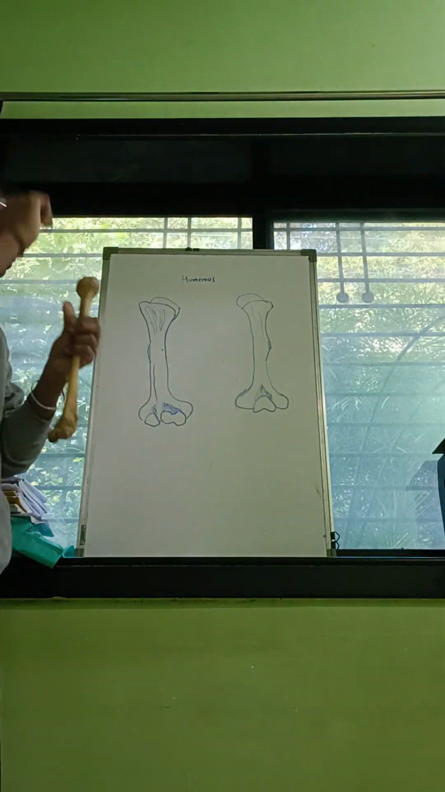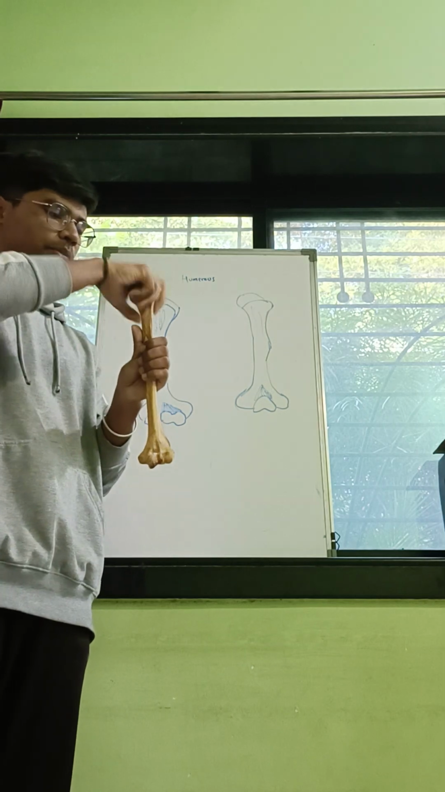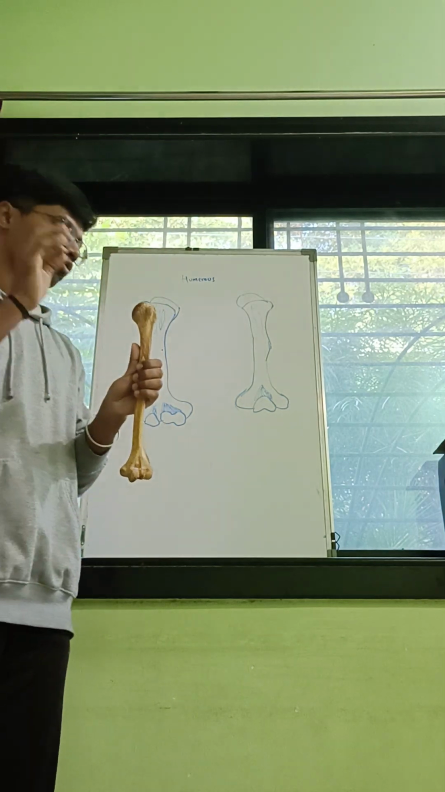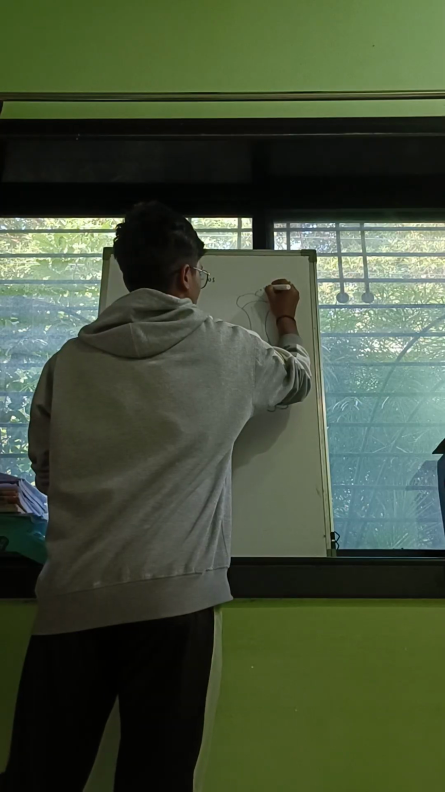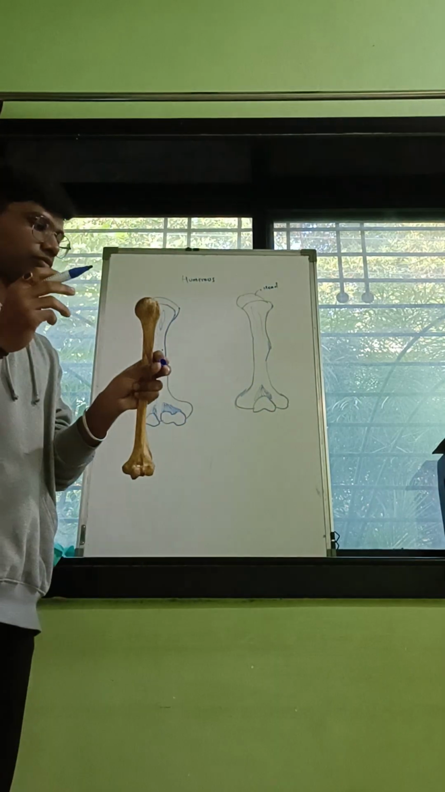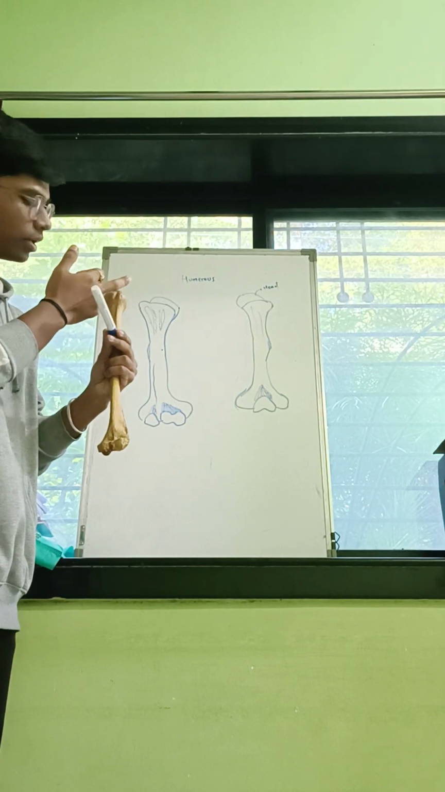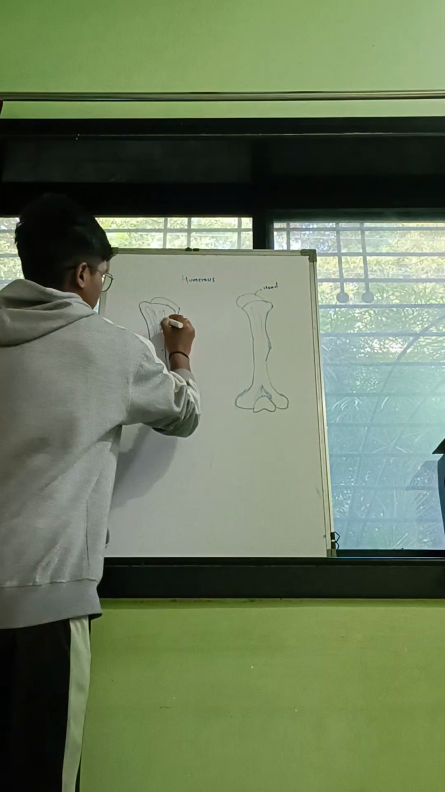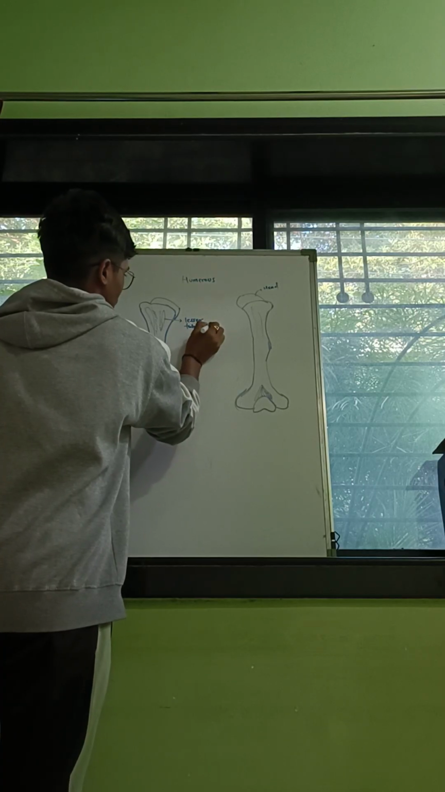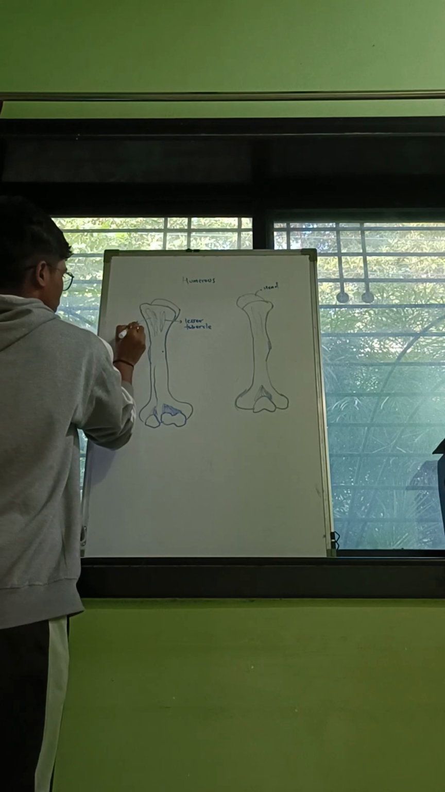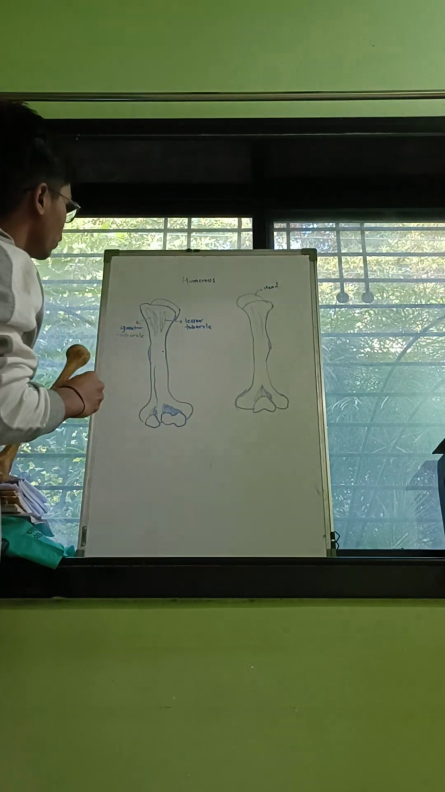Now, after discussing side determination, what are the features of the upper end, lower end, and shaft? The upper end contains the head. This is the head of the humerus, and then there are two tubercles. This is the lesser tubercle, and this is the greater tubercle.